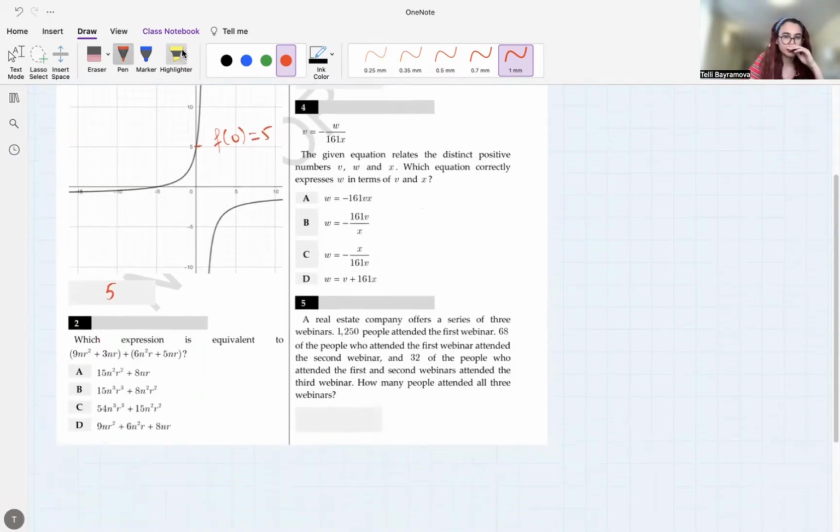So we need to simplify the expressions. Let's look at the like terms. 9n r squared. We don't have any. So for 9n r squared, the answer is D because there are no other like terms.